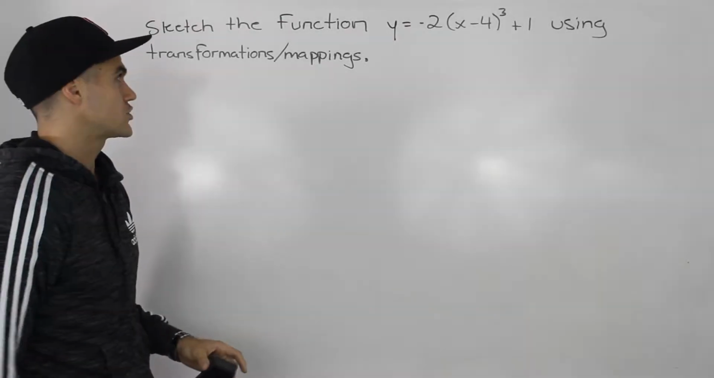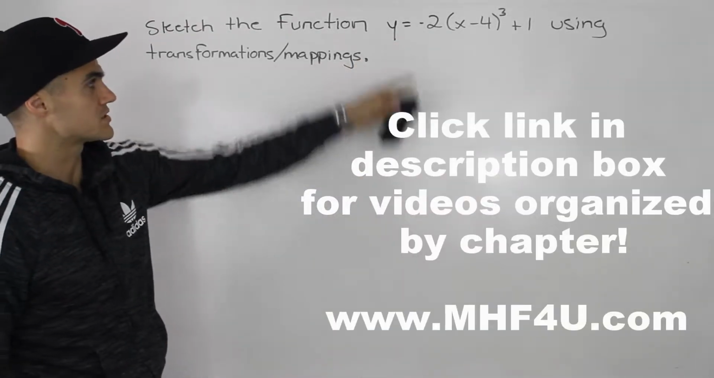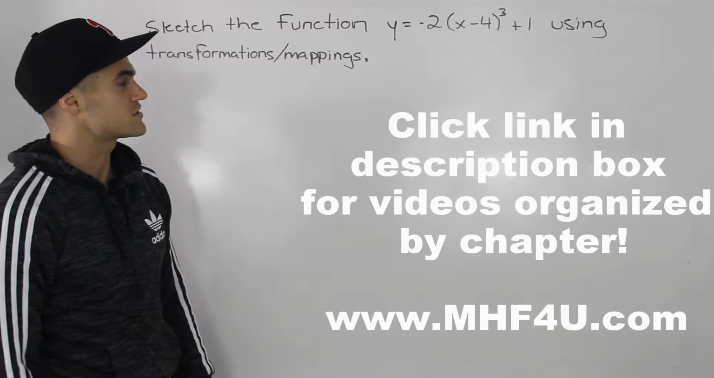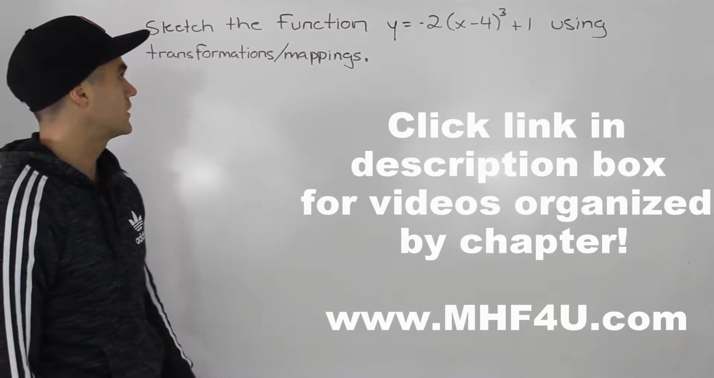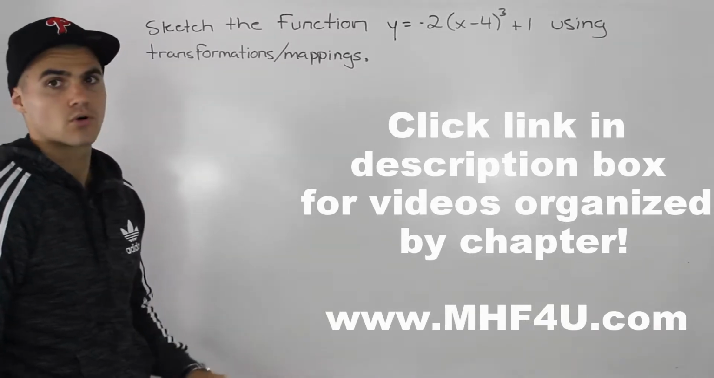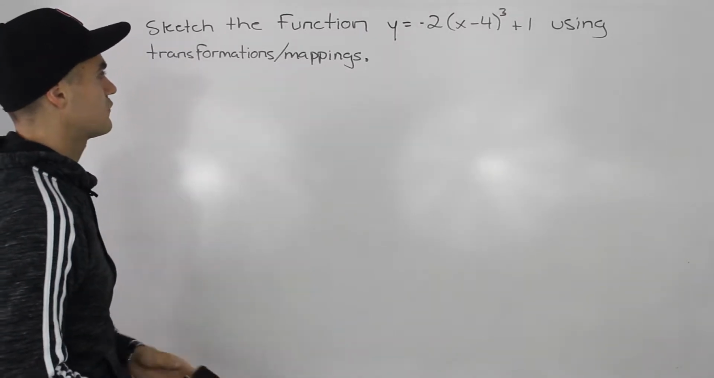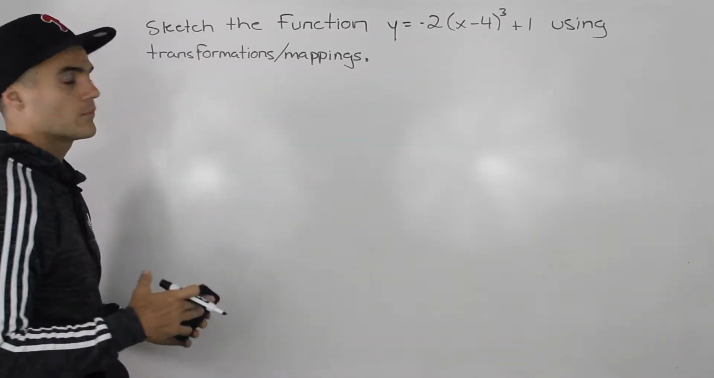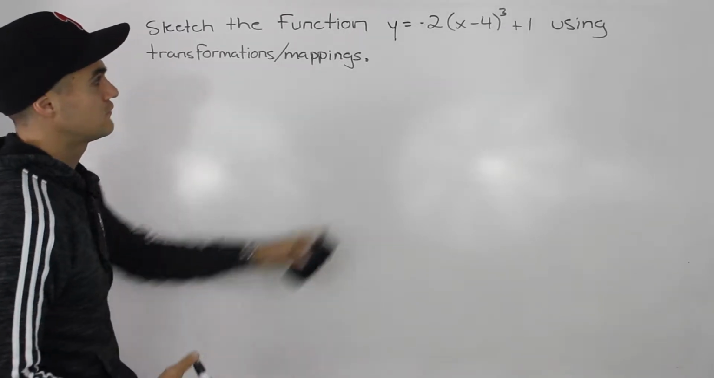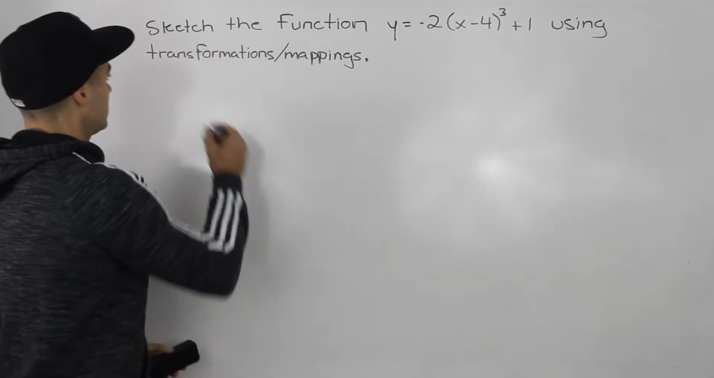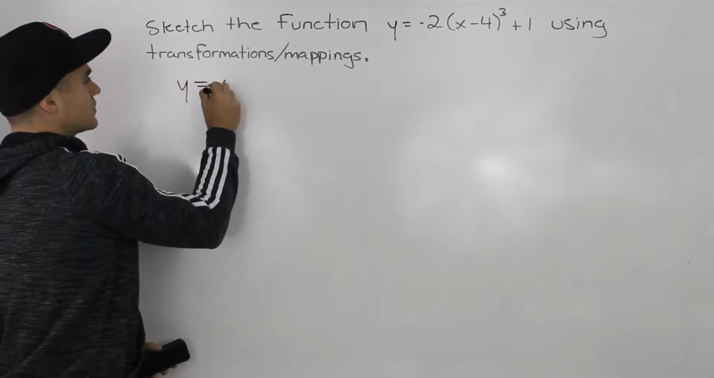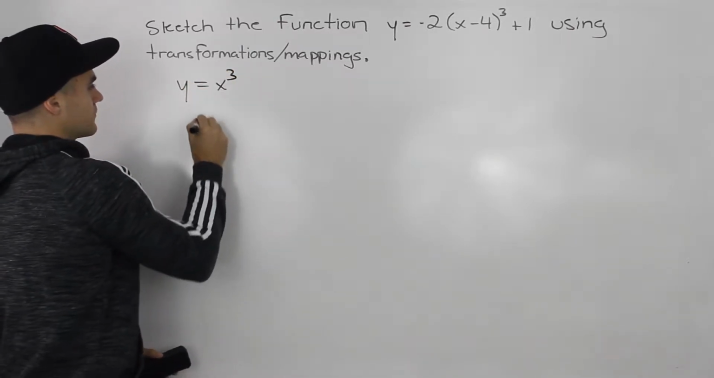Moving on to the next question, we have to sketch the function y equals -2(x - 4)^3 + 1 using transformations or mappings. When we're using transformations or mappings, the first thing we have to do is figure out what parent function we're dealing with. If you look at this function, the parent function is y equals x cubed.